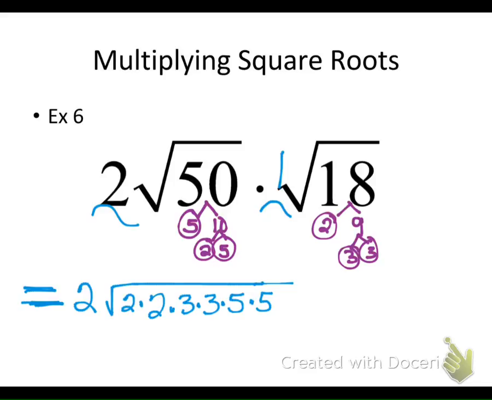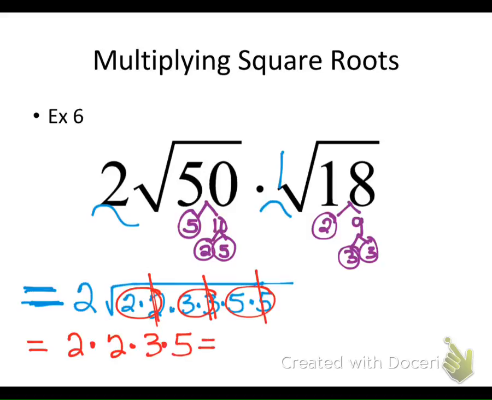Okay, now what? Circle my pairs. What do I know? All these pairs are going to do what? Be on the coefficient. So am I going to have a radicand? No. So on the outside, I'm going to have 2 times what? Times 3. Now what do I have? Times 5. Okay. So let's simplify it.